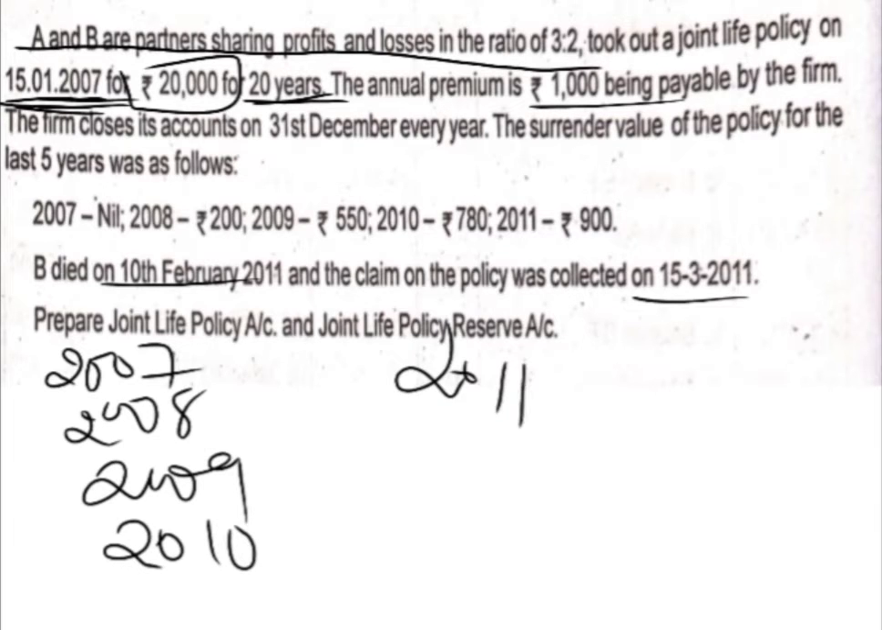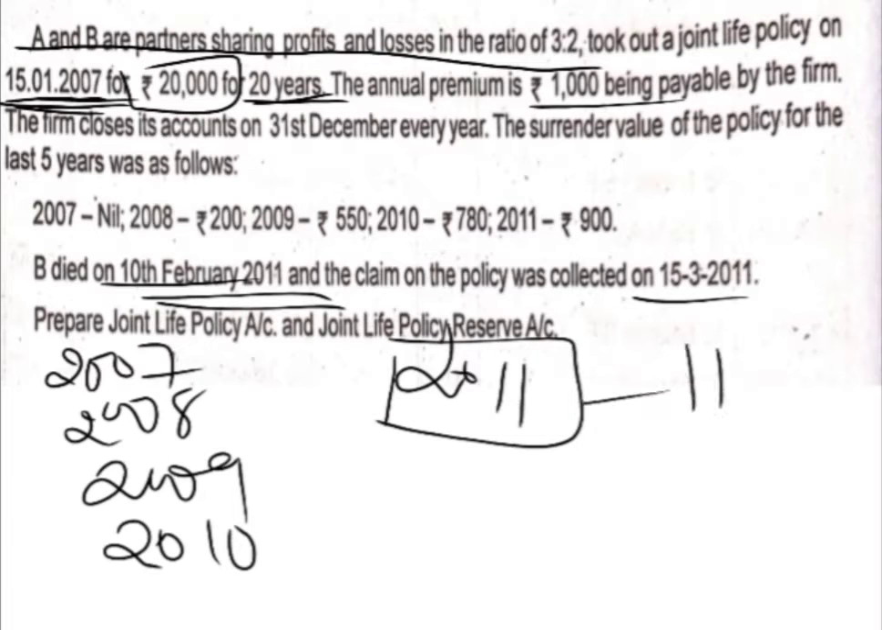Okay, there itself we are going to stop because in the year 2011 the policy has matured because of death of one of the partners, that is B. Okay, so here out of all these 5 years 2011 is considered as the last year in which the policy has matured because of death of one of the partners. So in the year 2011 we are going to pass second set of entries. Before this, whatever the years we have, 2007, 2008, 2009 and 2010, we are going to pass first set of entries.